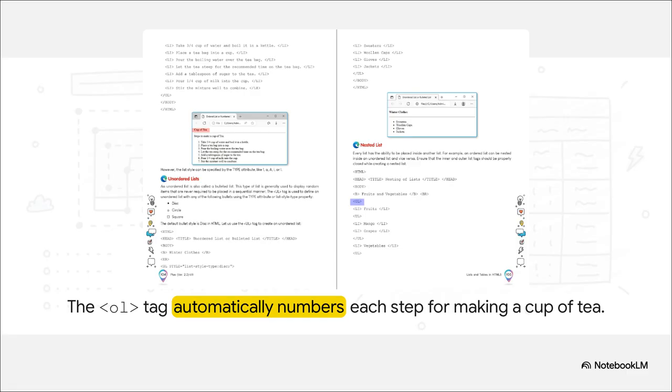And here's the best part. The browser does all the heavy lifting. It handles the numbering for you automatically, making sure everything shows up in the right order.